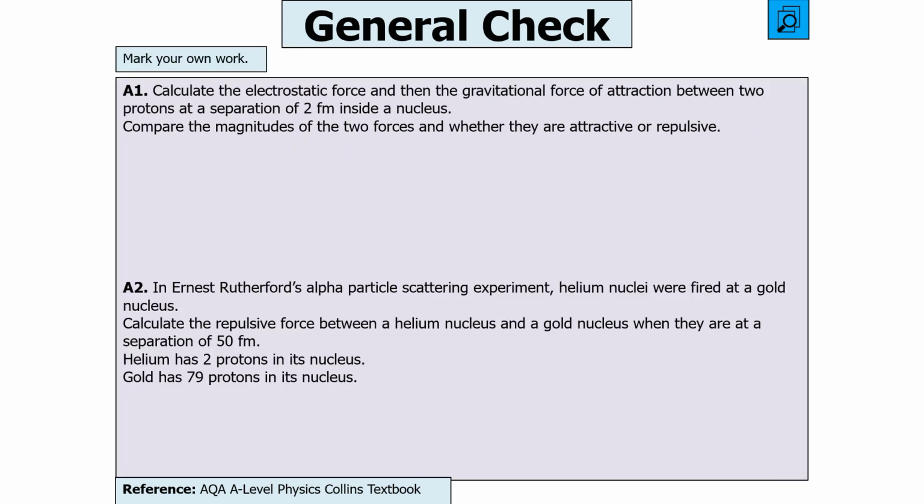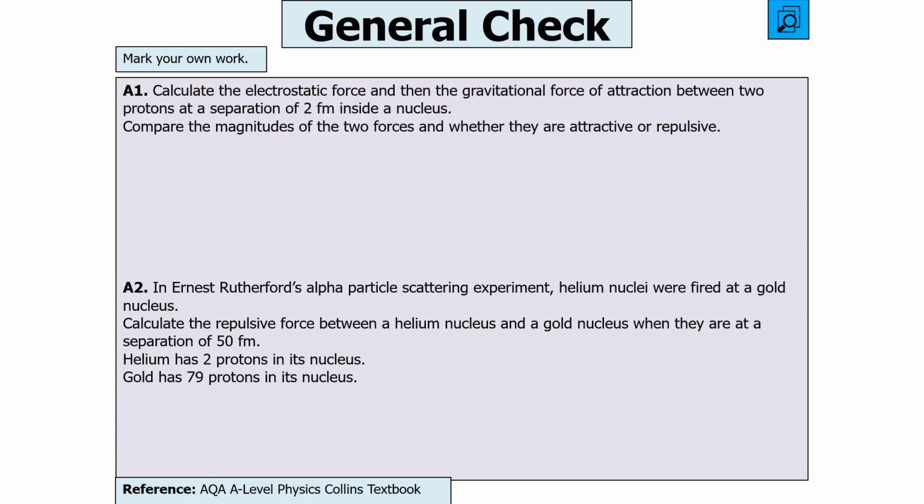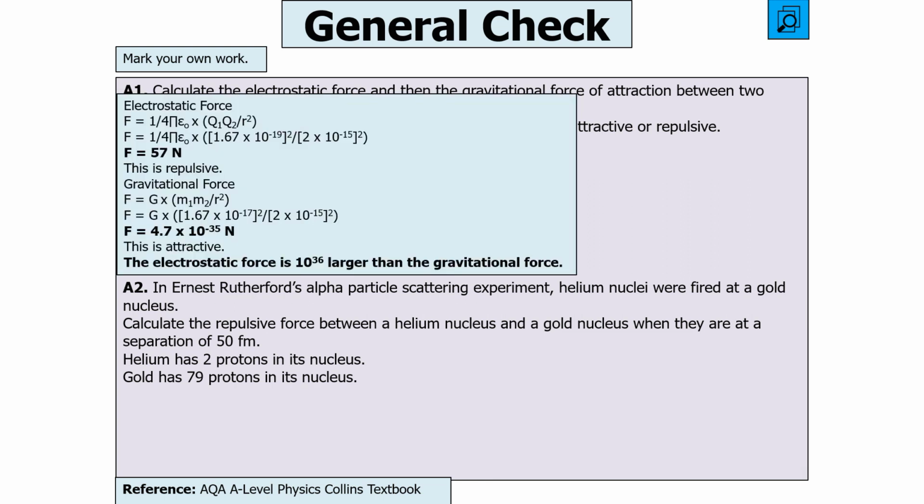Right, again, in this first one, we're using Coulomb's law for the electrostatic force, and we're using Newton's law of gravitation for the gravitational force. So we use F equals Q1 Q2 over 4 pi epsilon 0 r squared. Pop in all the values. Remember that you are given the charges of both of them, and it should be 1.6 times 10 to the minus 19. You can work it out like that, and you get 57 newtons. Now again, remember, because they are both the same charge, it will be a repulsive force.